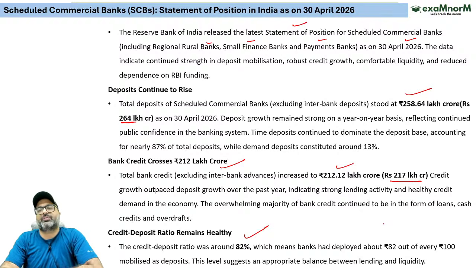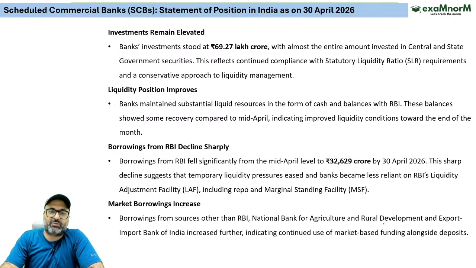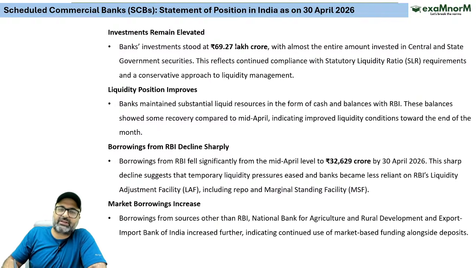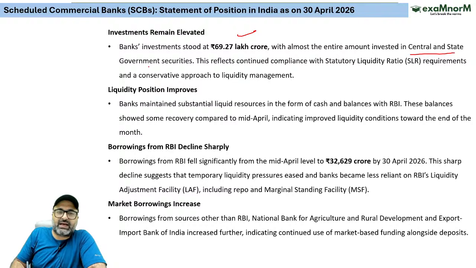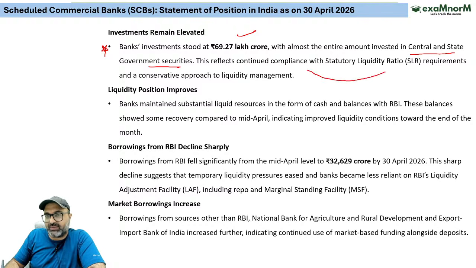That means out of 100 rupees of deposit, 82 is given in the form of loan. Investment done by the banks is 69 lakh crore, which is almost the entire amount invested in central and state government security, which means most of the investment done by the banks is in central and state government security. This reflects continued compliance with the statutory liquidity ratio requirements and a conservative approach to liquidity management.